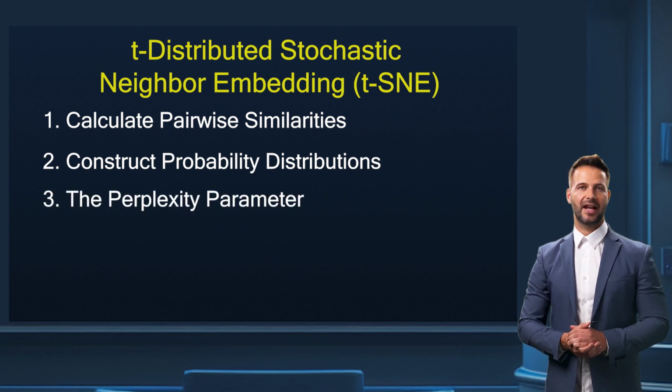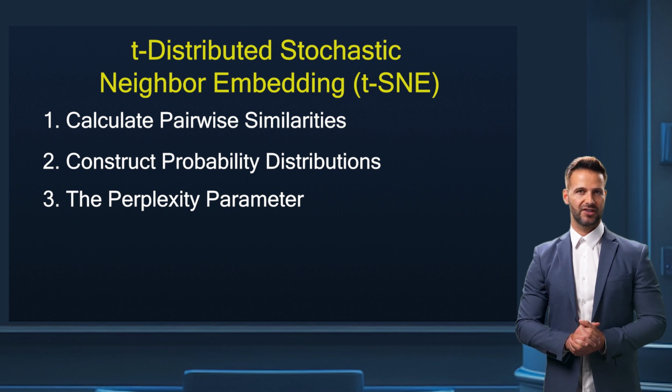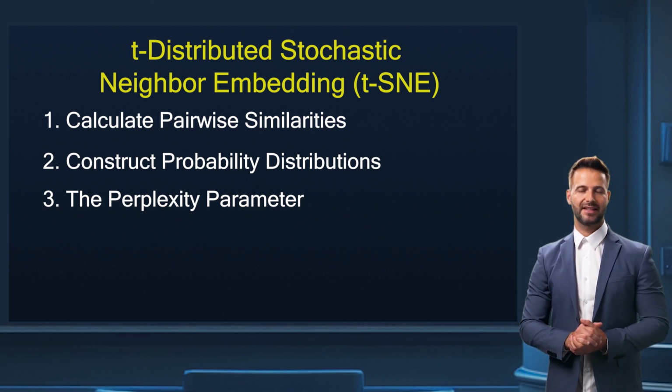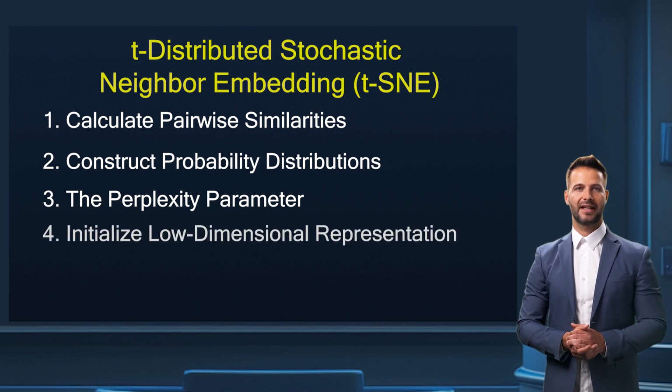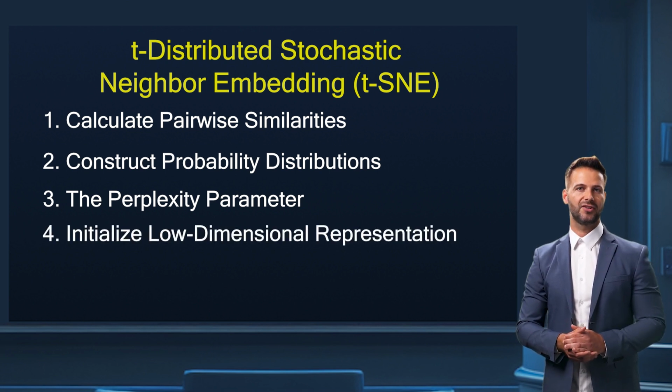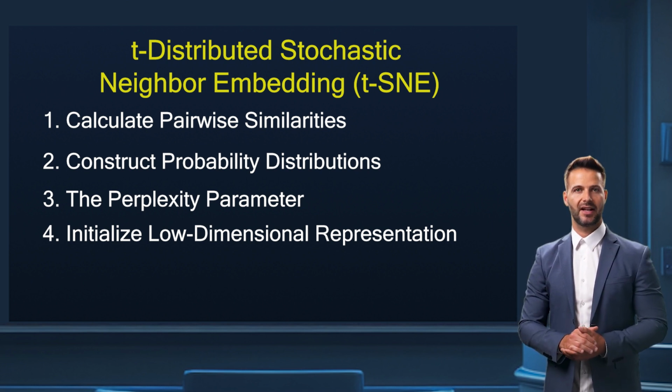Adjust the standard deviation of the Gaussian kernel for each data point to control the perplexity, essentially how many neighbours are considered important for each point. 4. Initialize low-dimensional representation. Randomly initialize the positions of data points in the lower dimensional space, typically 2D or 3D.